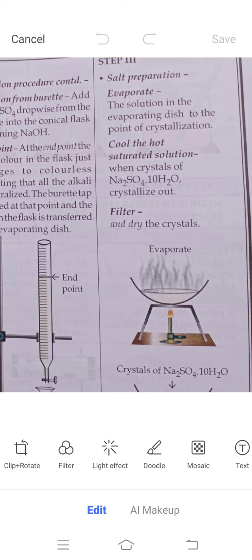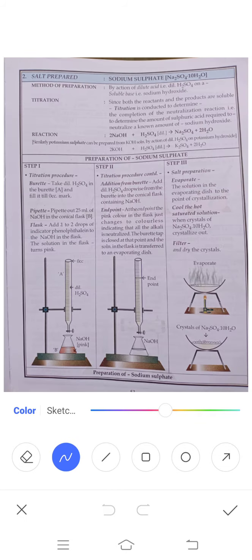Similarly here also we will evaporate till the solution is concentrated. Then we will cool the hot saturated solution and it will crystallize out in the form of Na2SO4.10H2O. I hope that you are able to understand. This is how we will experimentally prepare sodium sulfate decahydrate. Thank you.